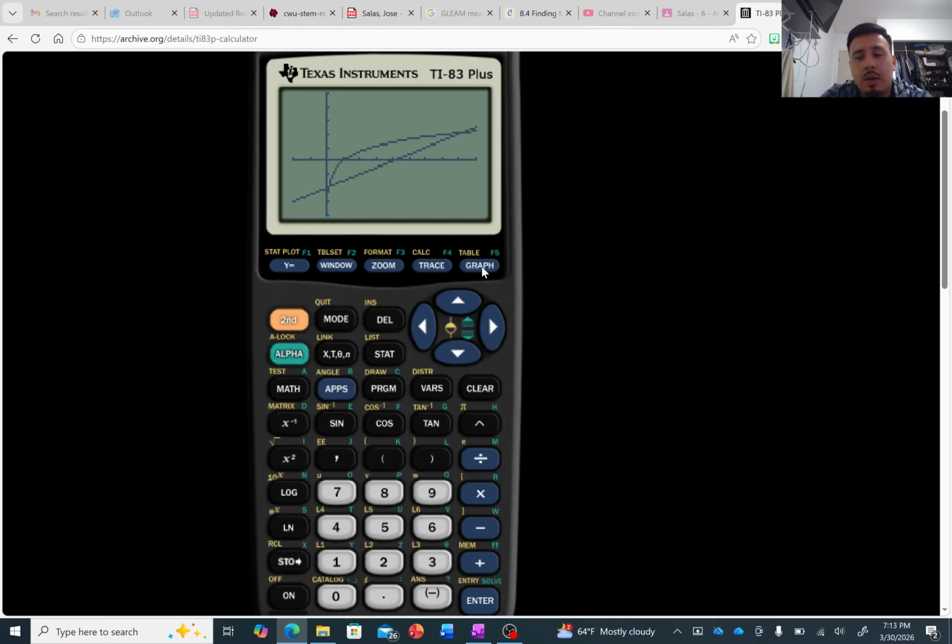The reason I chose that window is because I can see where it intersects on this side and a little bit before, and I can see where it intersects on this side and a little bit after. So I need to find the exact intersections. So let's click on second, and click where this button says trace. It'll give me that calc feature. So hit second and trace, and then go down to where it says intersect. Hit enter. So it says first curve.